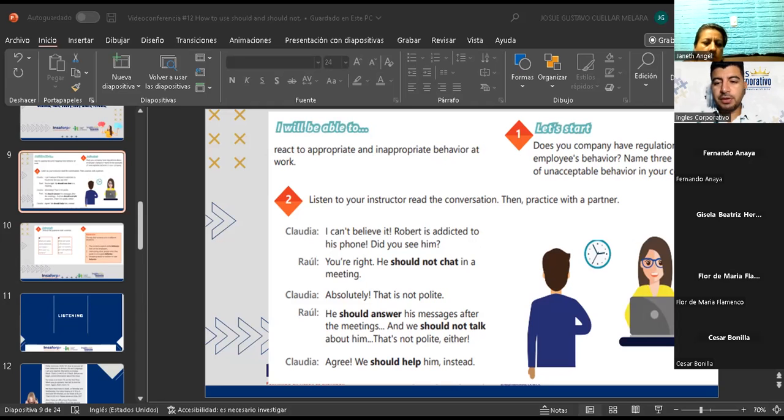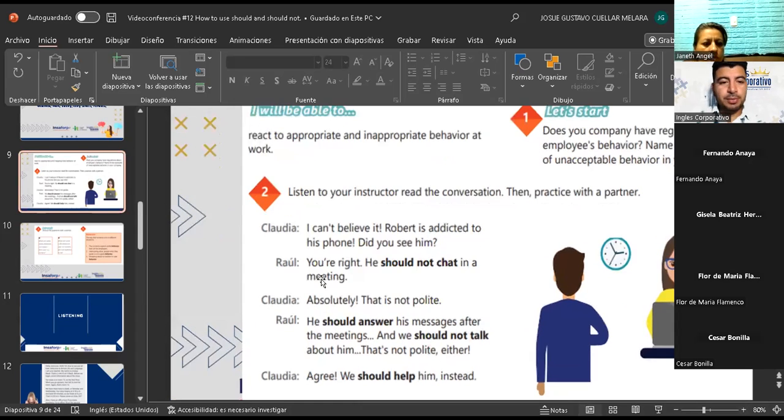Okay, and now what do we have here? It's a conversation between Claudia and Raúl. Okay, I can't believe Robert is addicted to his phone. Did you see him? Está utilizando el did. Okay, did you see him?